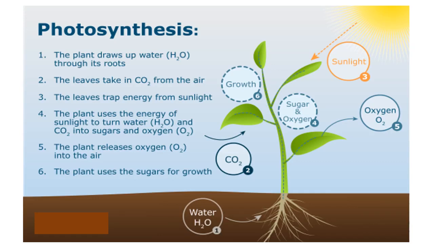The plant uses the energy of sunlight to turn water and carbon dioxide into sugars and oxygen, which is denoted by point number 4. This sugar is basically in the form of glucose. The plant releases oxygen into the air. Point number 5. Finally, the plant uses the sugar or glucose for their growth.